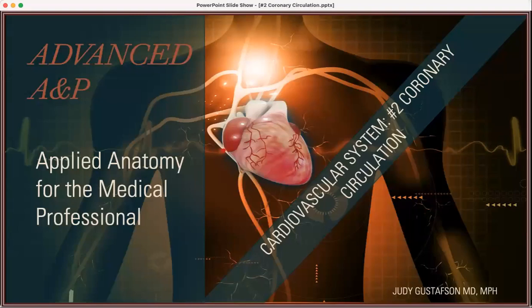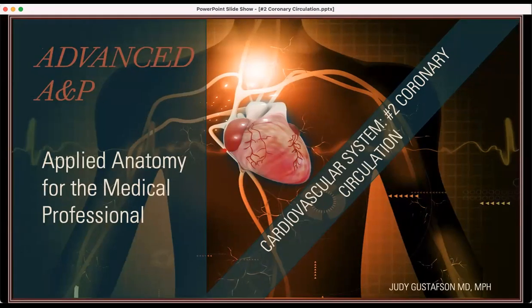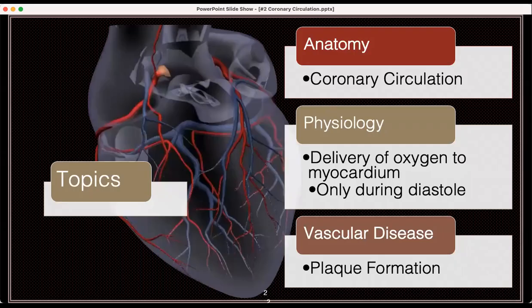Right, we're talking about the cardiovascular system. Part two is the coronary circulation, how the heart muscle gets fed. So the things we're going to break down: the anatomy, the coronary arteries, coronary veins, and the physiology of how that oxygen is delivered to the myocardium, and how that only happens during the diastole, during half of the cardiac cycle. And then I'm going to go into vascular disease and plaque formation and a couple of patient examples.